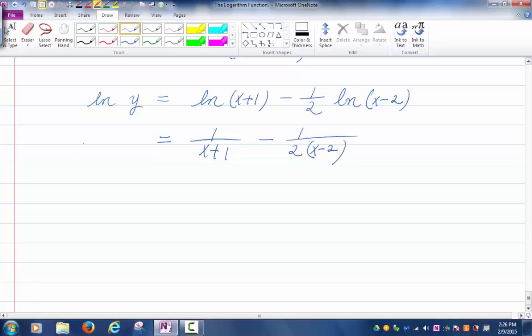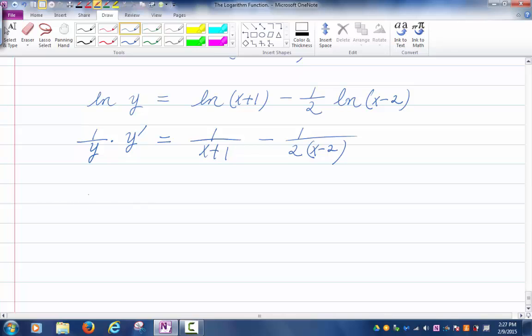Now what's the derivative of the left hand side? 1 over y times y prime. We are doing implicit differentiation here. Y is a function of x. We are taking the derivative of ln of y with respect to x, not y. So what's the derivative of ln of y with respect to x? It is the derivative of ln of y with respect to y multiplied by the derivative of y with respect to x, which is y prime.